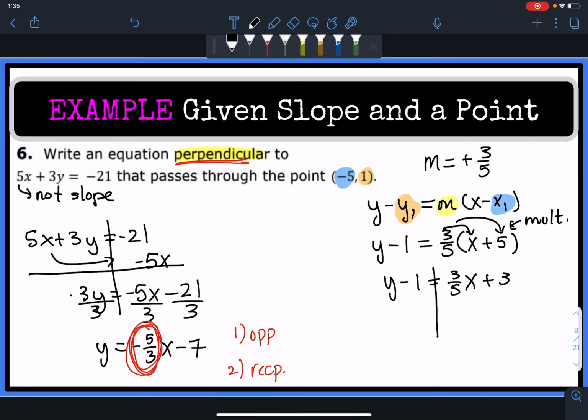Now we're going to add the 1 to both sides, which in simplified terminology simply means we're going to move the 1 that we're subtracting to the other side, making it plus, meaning that we're going to now add it to the other side. And adding 3 with 1 is equal to 4. So that's the equation of our new line.